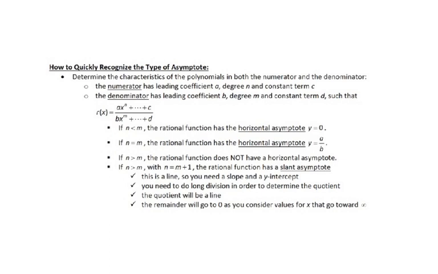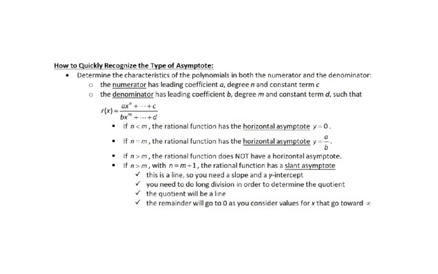How to quickly recognize the type of asymptote. Determine the characteristics of a polynomial in both the numerator and denominator. The numerator has a leading coefficient of a, degree n, and constant term c. The denominator has a leading coefficient b, degree m, and constant term d. Basically, this is the setup they're using to describe what's occurring here.